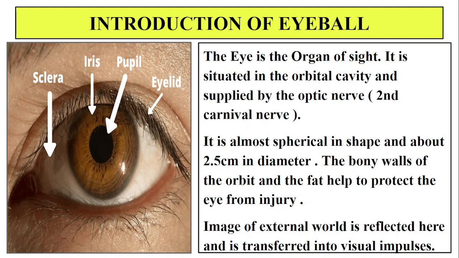Introduction of the eyeball. The eye is the organ of sight. It is situated in the orbital cavity and supplied by the optic nerve. It is almost spherical in shape and about 2.5 cm in diameter. The bony wall of the orbit and the fat help to protect the eye from injury. The image of the external world is reflected here and is transformed into visual impulses.